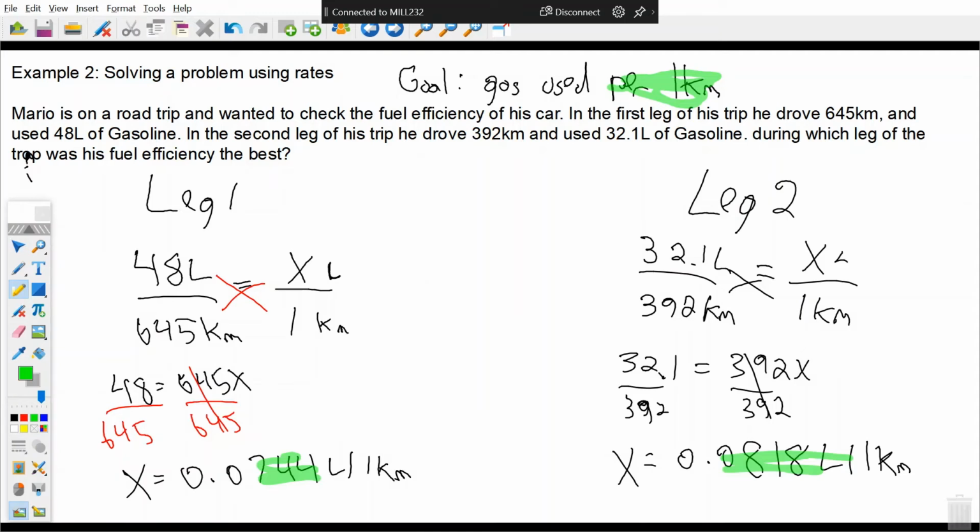Now we can examine these two numbers, 0.074 and 0.08. We can tell that leg 1 was when his fuel use was the most efficient, right? Because it has the lower value. One more.